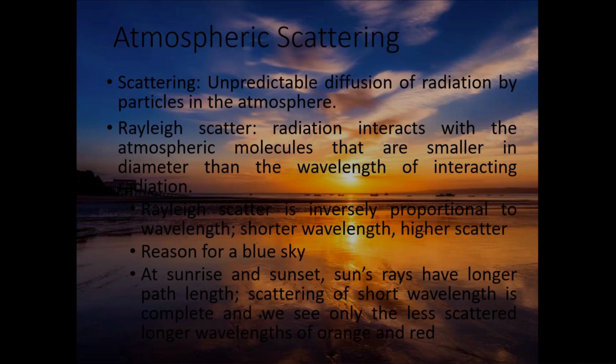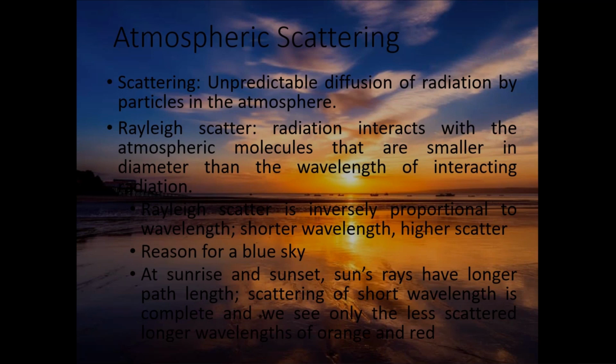So Rayleigh scattering happens when the atmospheric molecules that are smaller in diameter than the wavelength of interacting radiation scatter that energy, right? So the shorter wavelength in the visible spectrum, like blue, is scattered more than the other longer visible wavelengths. The shorter wavelengths, blue, green and so on, are scattered very well, and what we observe is the unscattered energy in the longer wavelengths, that is red.